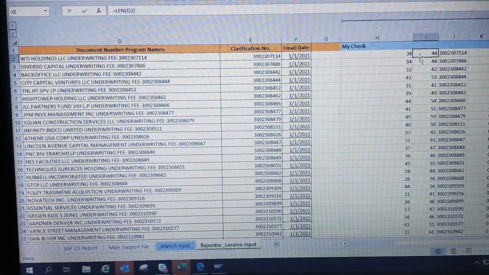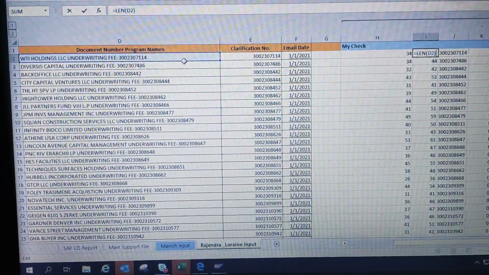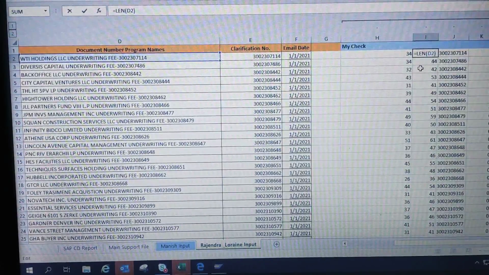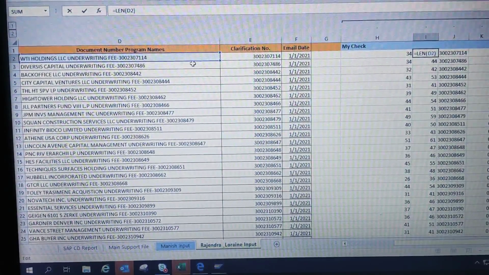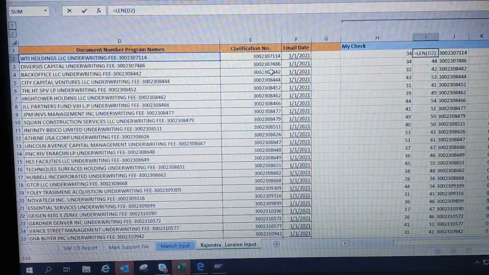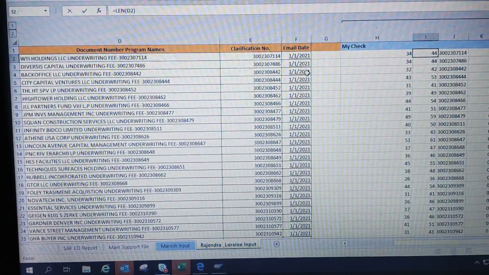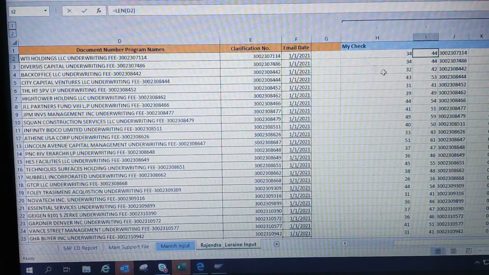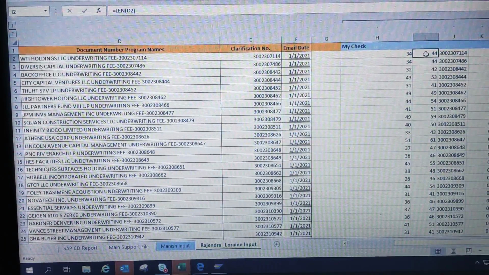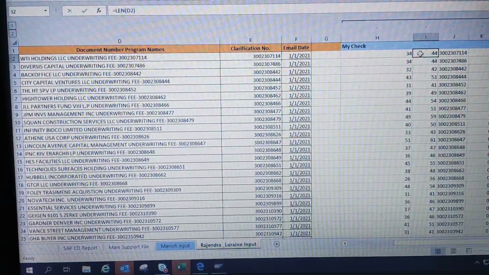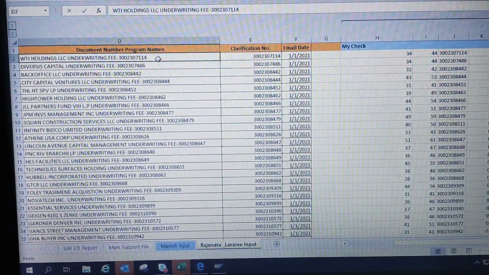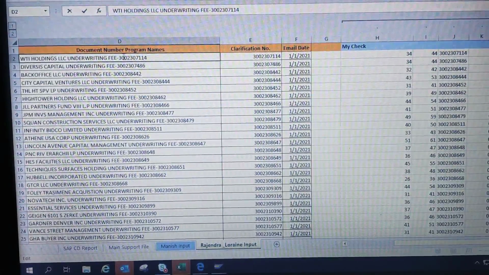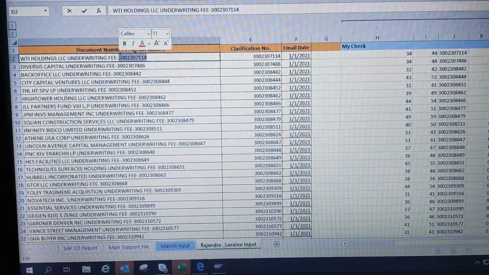When you want to find the length of this cell, you use LEN, bracket, this cell, and it would give the length, and the position of the dash is at the 34th position. So if you deduct 34 out of 44, the remaining thing would come as your number.